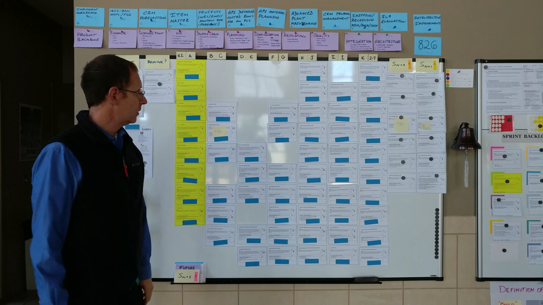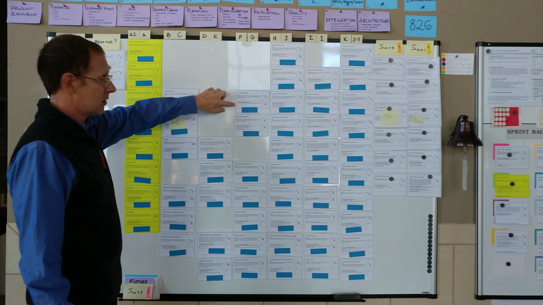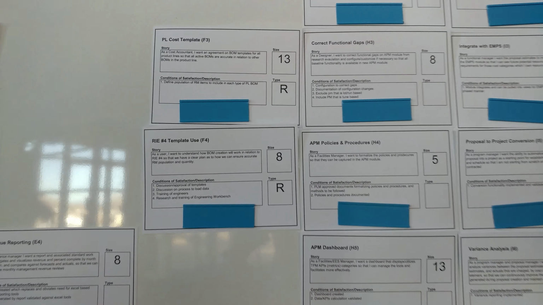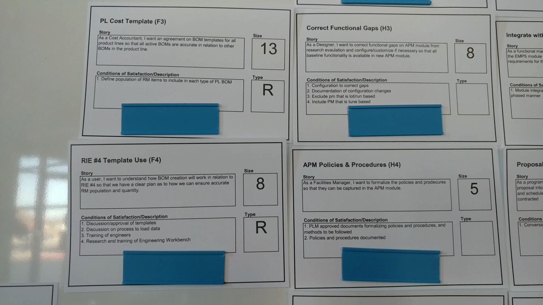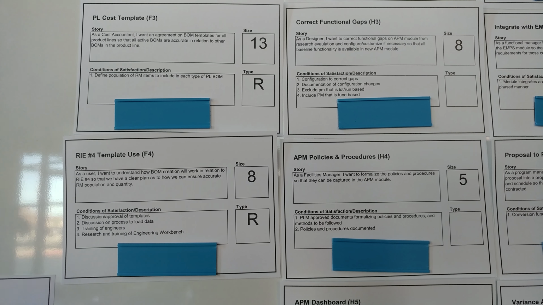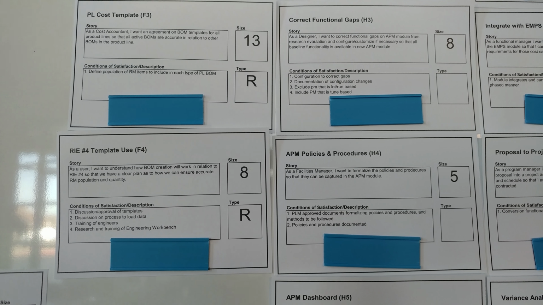Each user story has a number of attributes. It has a definition, it has conditions of satisfaction or the acceptance criteria, it has a certain size value, which represents how much energy it's going to take to do that work. It even has a type indicator that talks about whether it's a research spike, a study and learn activity, the R, or if it's something that we just have to produce.